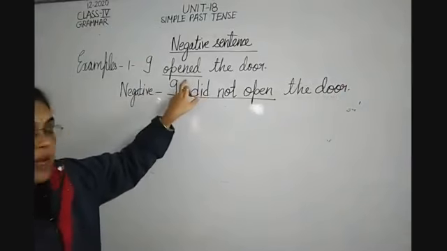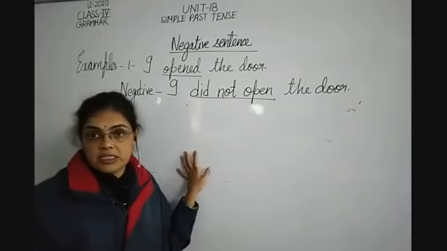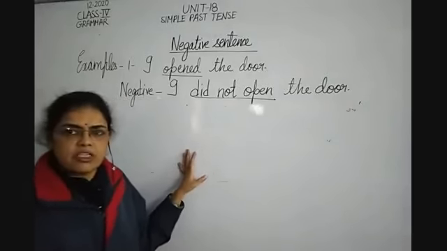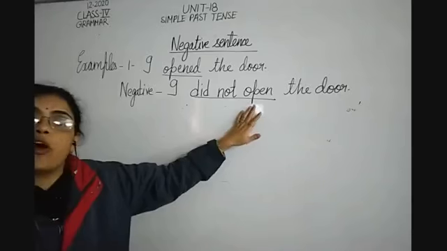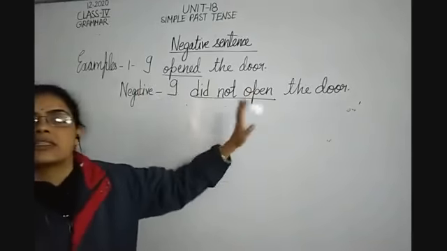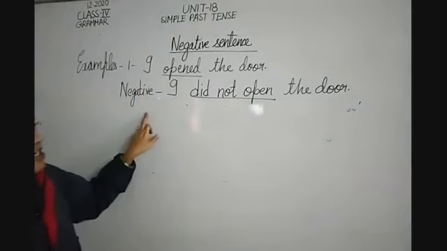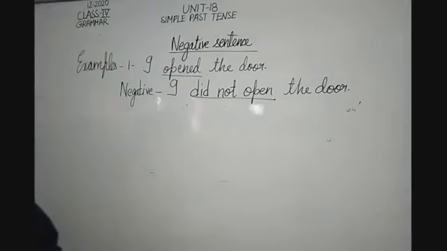Negative. First and foremost, you need to keep in mind that you need to identify and underline the verb. Once you have identified and underlined the verb, then what will you do? You will bring it to its root form. Before that, you will put did not, and then the remaining sentence as it is. So, I did not open the door. This is the negative sentence.